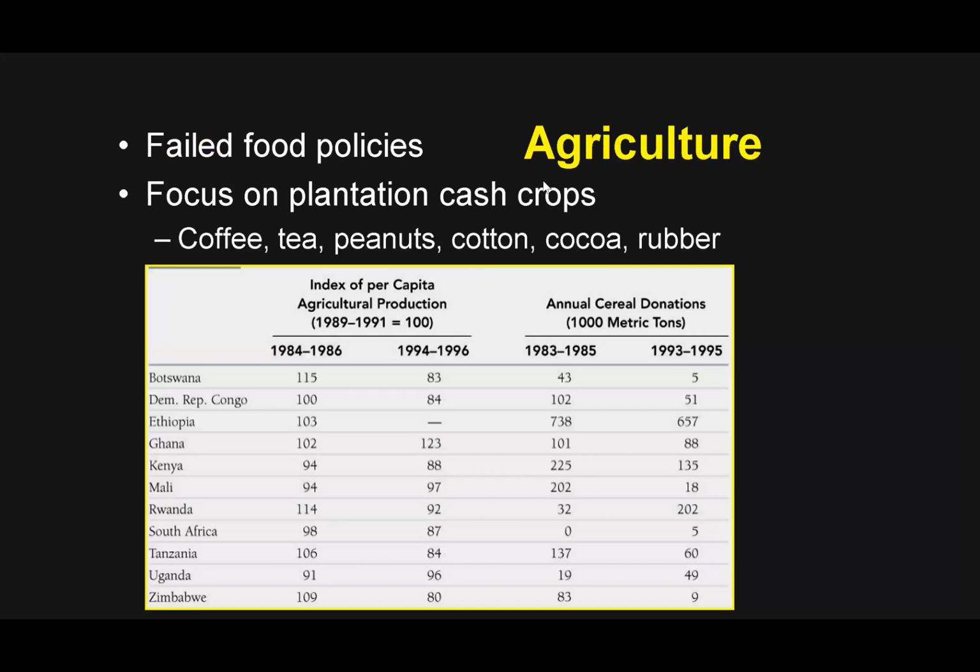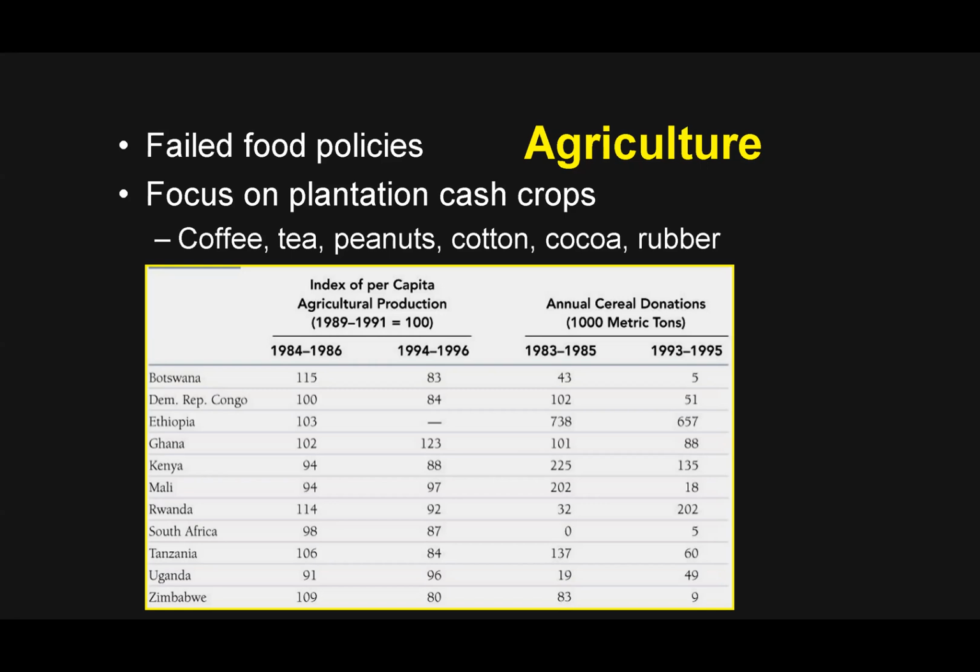Another problem is failed food policies. For example, early on, when they became independent, and even sometimes in the present day, they wanted to keep food prices low for people in urban areas. So they limited how much you could charge for your crops. Well, that gave no incentive for farmers to grow those crops. So instead of growing crops for subsistence, they would focus on plantation cash crops because that was where the market was for export. So things like tea, coffee, peanuts, cotton is a big one, rubber, cocoa for chocolate.